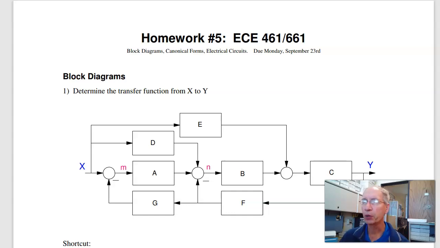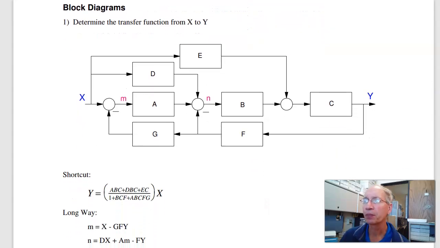Here are solutions to homework set number 5 for ECE 461-61 control systems. This homework set looks at block diagrams, canonical forms, and finding the transfer function for electric circuits. Now the first problem is block diagram. This is what you can expect to see on the FE exam.